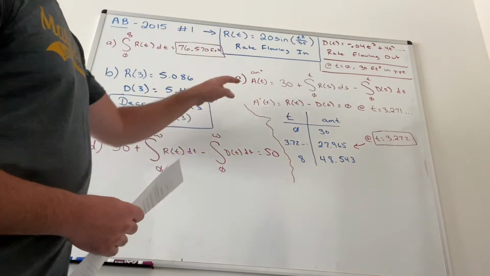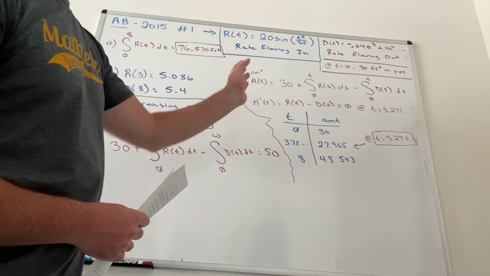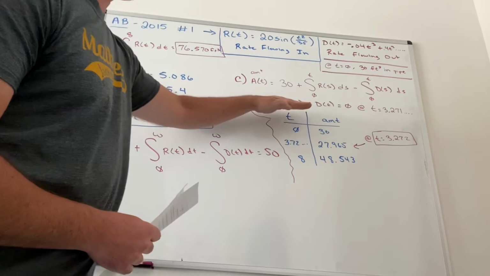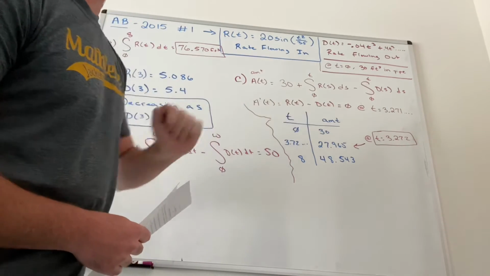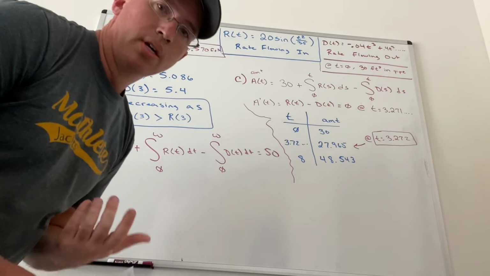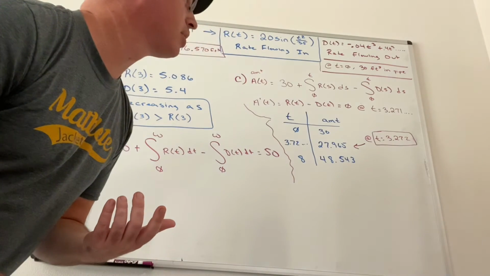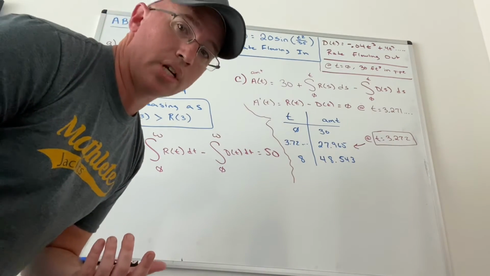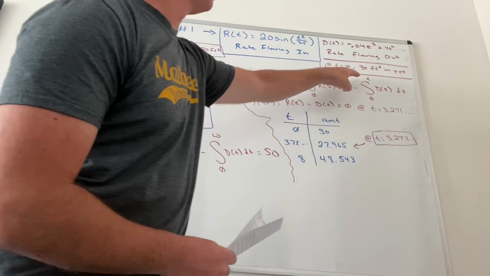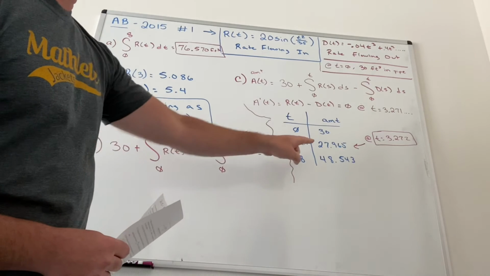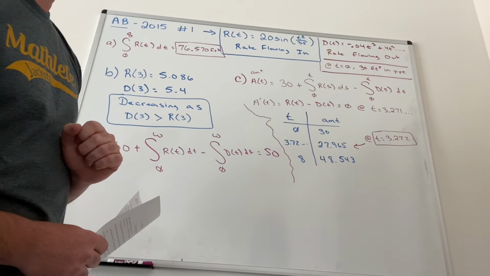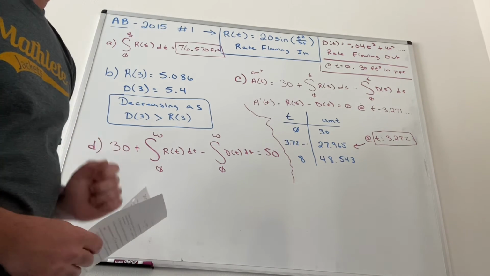When I take the derivative, the 30 goes away, and the second fundamental theorem is happening right here. So A prime of t is equal to R of t minus D of t. Set that equal to 0, graph it, and you'll see it cross the x-axis at 3.271. Now I take that 3.271, plug it in for my time values, and push buttons, and I get 27.965, which is clearly the smallest number in that table, so that's when you've got a minimum.